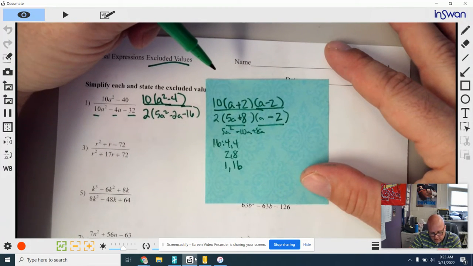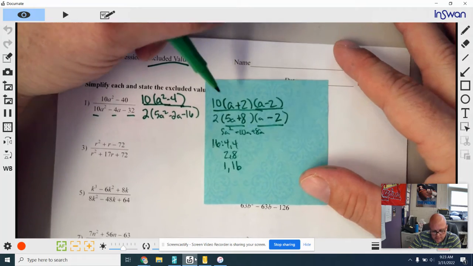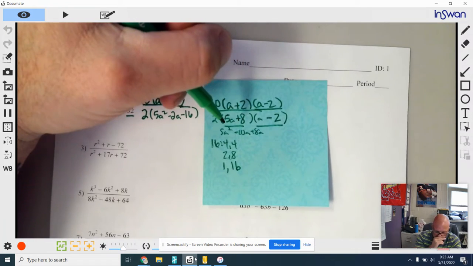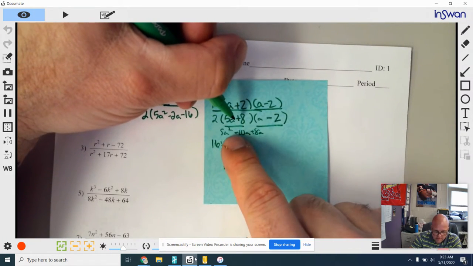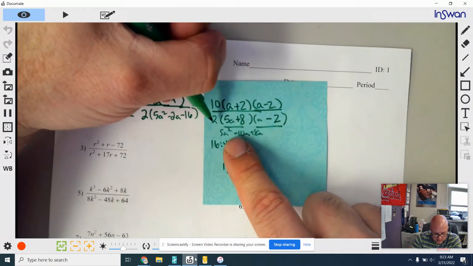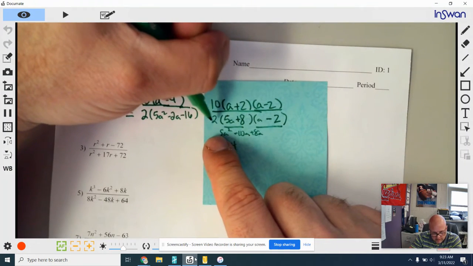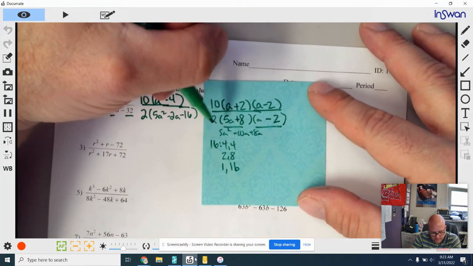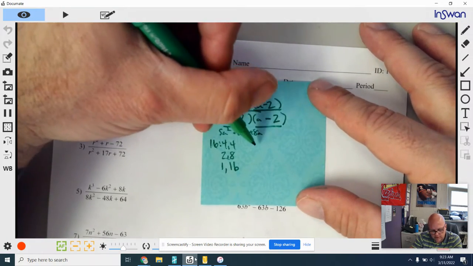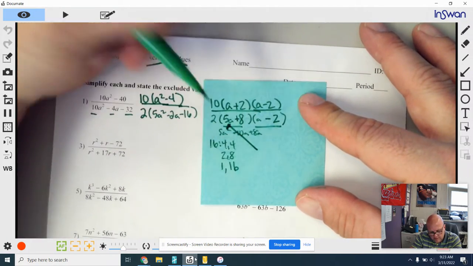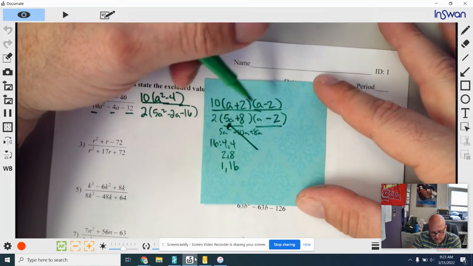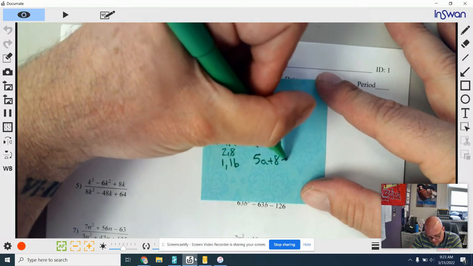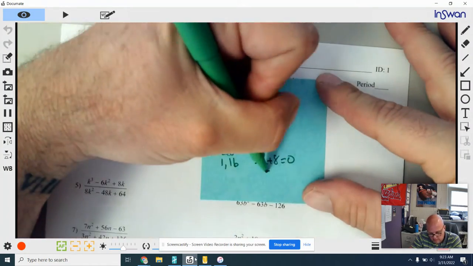Now when I'm looking for excluded values, I need to look before I start crossing things out, before I start simplifying. And I'm thinking, what numbers can I plug into these variables to make the denominator equal to 0? Well, if you have any variable outside that's pulled out as a GCF, 0 is going to be one of your excluded values. But we don't have that in this case. So what I want to focus on right now is what number can I plug in right here to make this parentheses equal to 0. And again, if you can't figure it out mentally, you can just take that parentheses, set it equal to 0, and then solve.